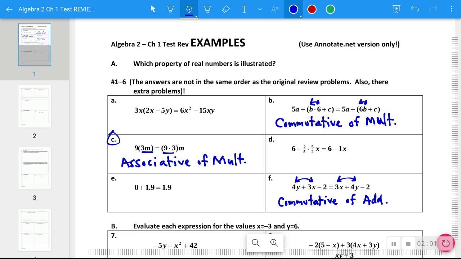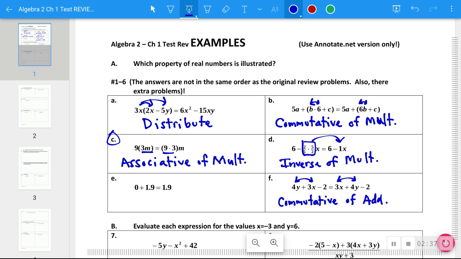Okay, then we have the inverse property of multiplication. Reciprocals multiplying to give 1. That's the inverse of multiplication. The distributive property right up here. You multiply across the parentheses if you have a multiplication on the outside, and addition or subtraction inside the parentheses.